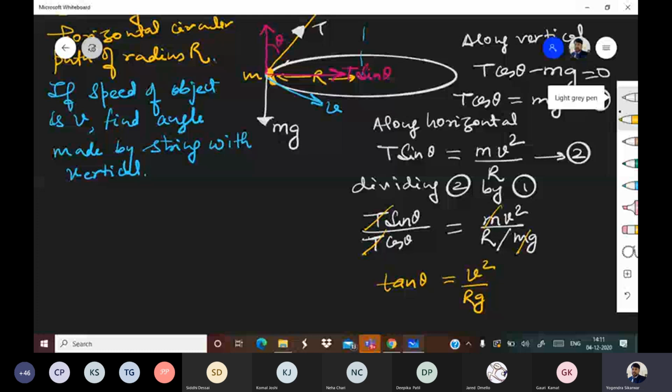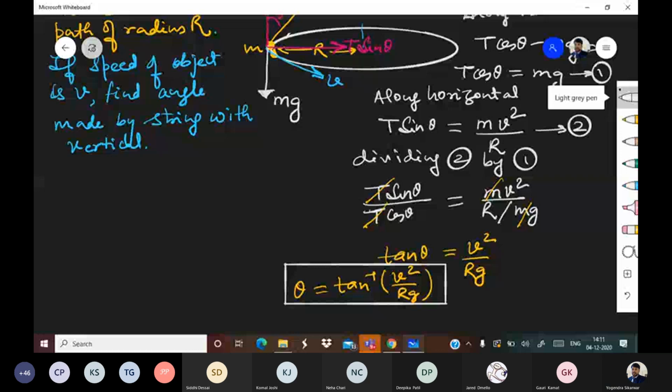Noted, everyone. So theta comes out to be tan inverse v square upon rg. Okay. Let us move further. Next question.